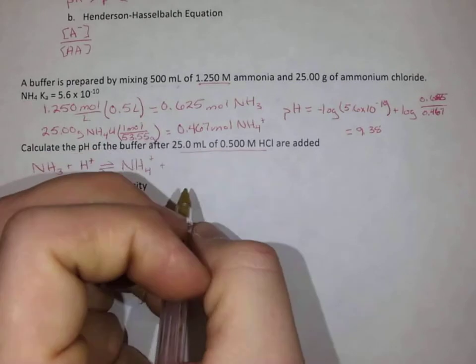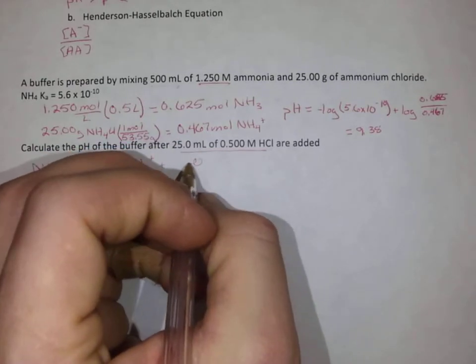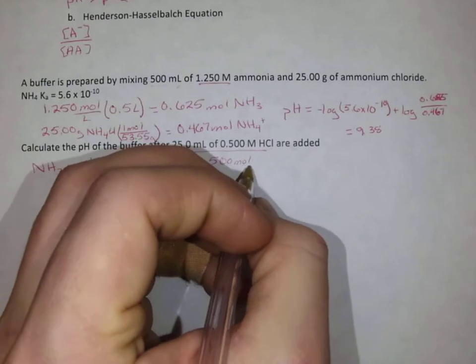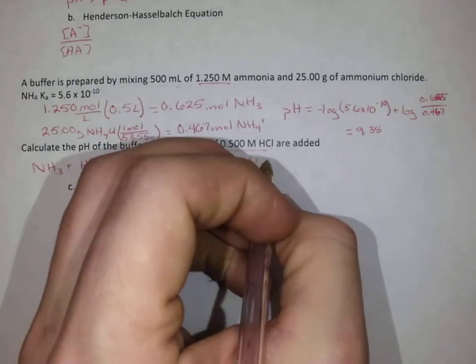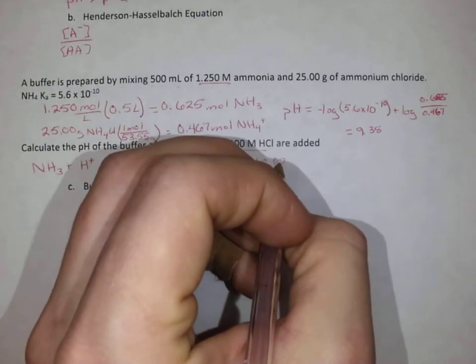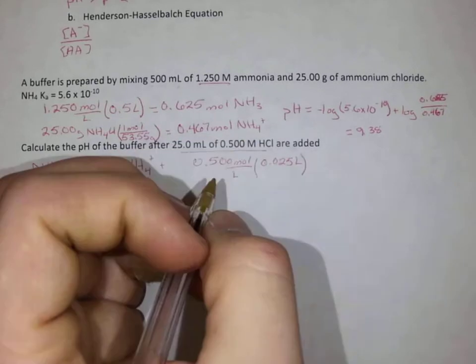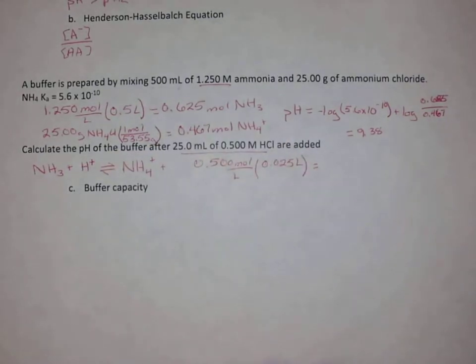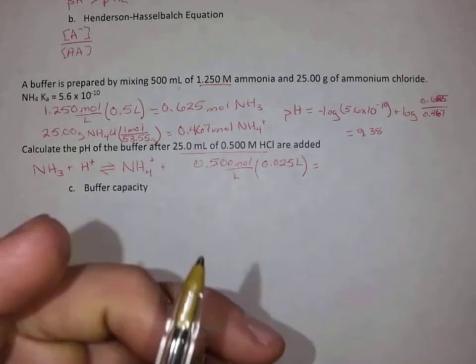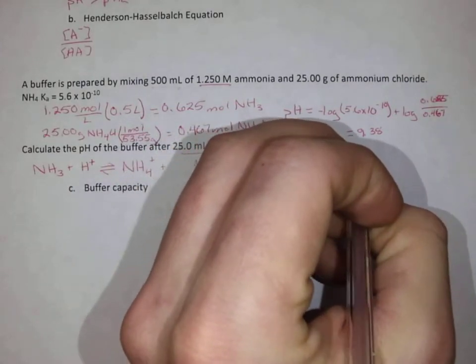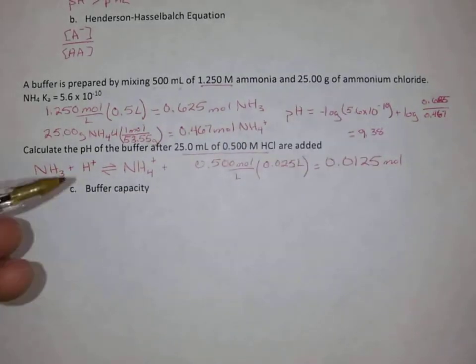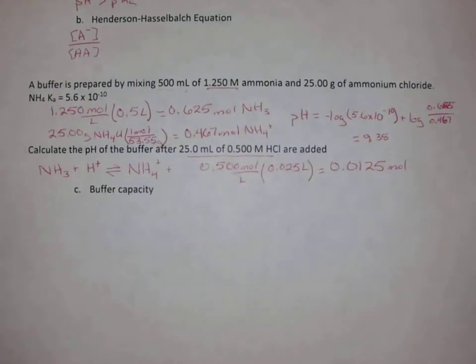So 25 milliliters, 0.5 molar, so 0.500 moles per liter times 0.025 liters. That's going to be equal to 0.5 times 0.025, 0.0125 moles, right? So we're going to run to that side.